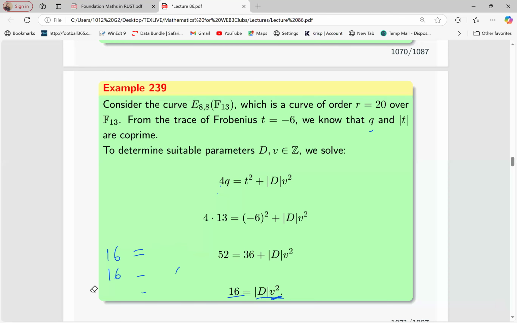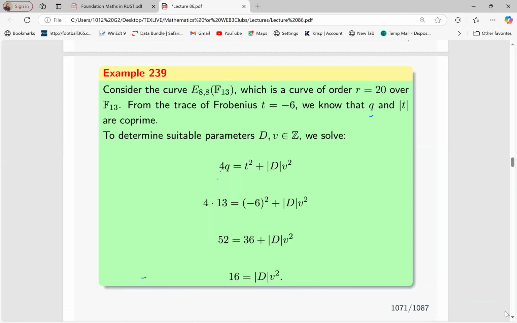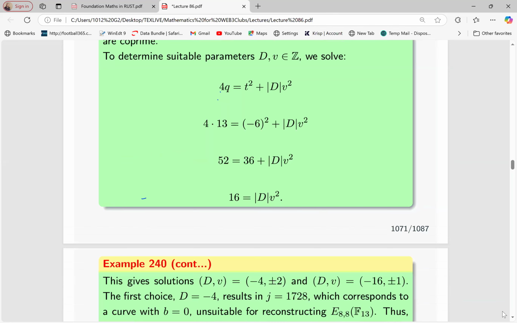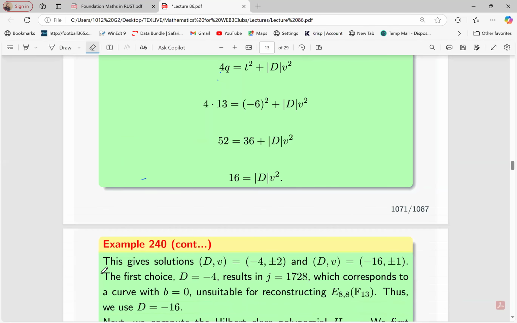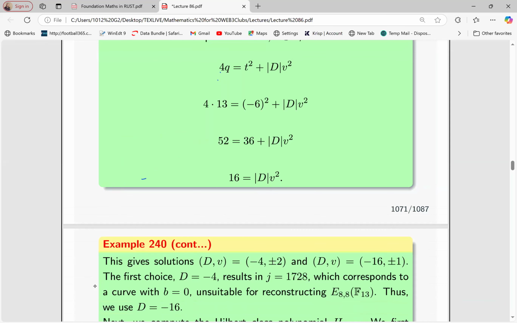But at this point, as I said, we are just reasoning with these numbers, and of course, we're also reasoning with our field. We know the field is F13. So which numbers would have a square root? These are the options I've said. This gives the solutions: -4 for D and plus or minus 2. This one I think I've already chosen. So remember the option of 16.